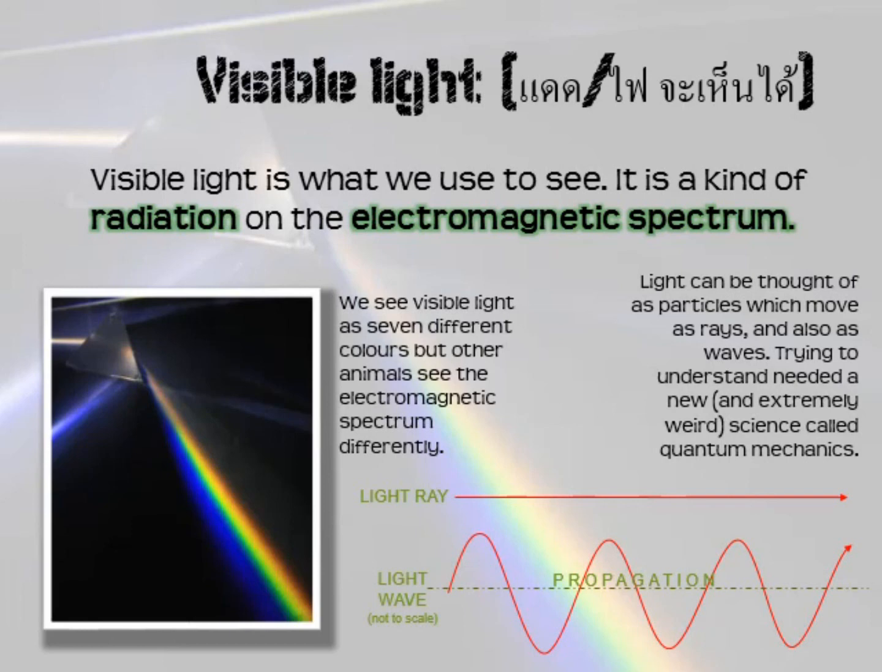And trying to understand how light moves, we needed to design a new kind of science. And the more we learned, the weirder it got. This science is called quantum mechanics, and it really is the science of the very, very small. And our first look at how weird things were getting was when we first tried to work out how visible light behaves.